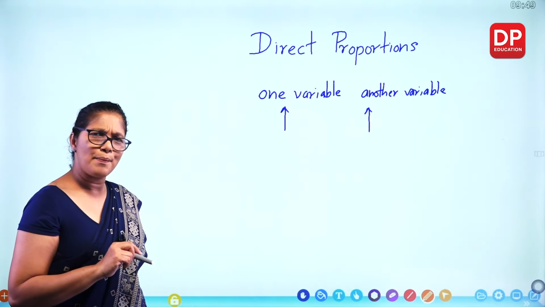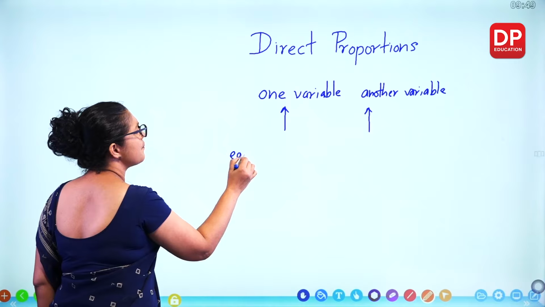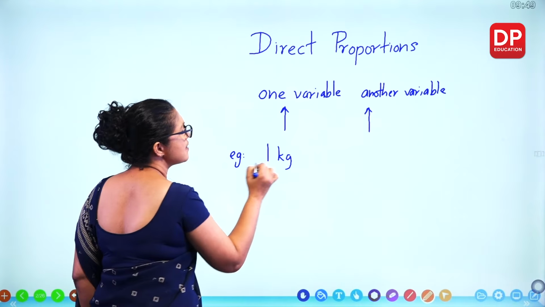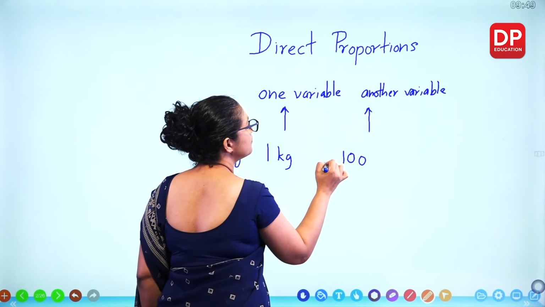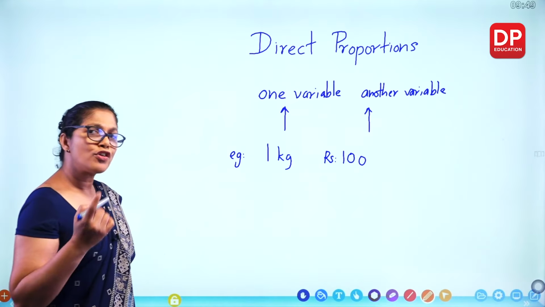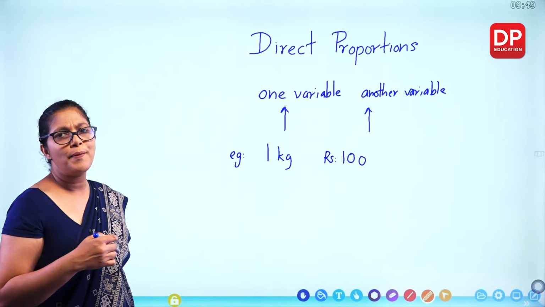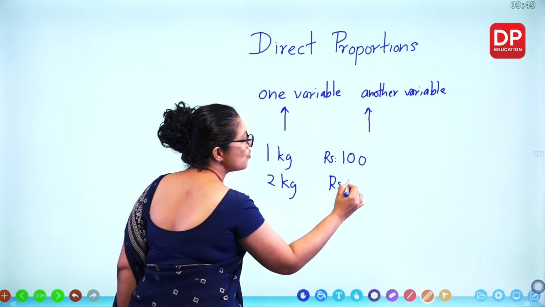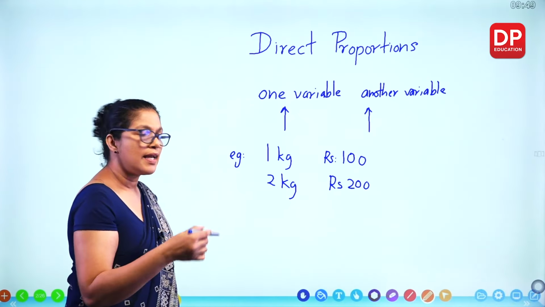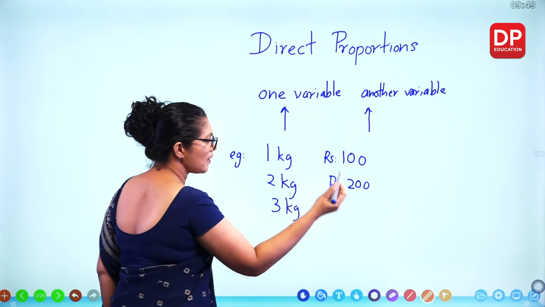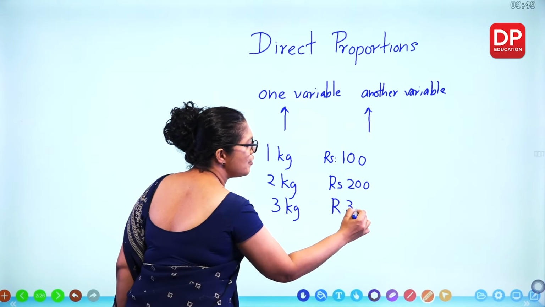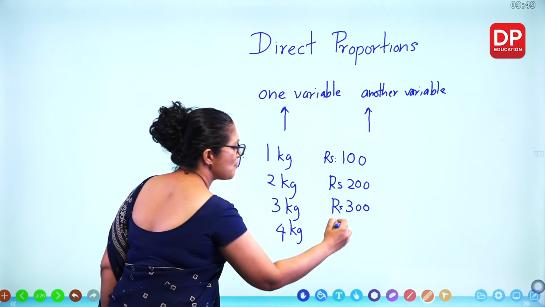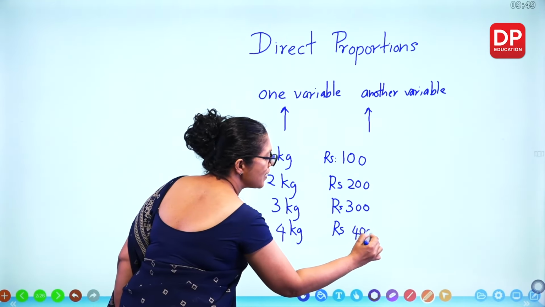Now, can you give an example? I'll take this example. Think about 1 kilo of sugar is 100 rupees. If you want to buy 2 kilos, what's the amount you have to pay? If this is 2 kilos, it's double of this amount. You have to pay 200 rupees. If it's 3 kilos, it's 3 times bigger, 300 rupees. What about 4 kilos? 100 times 4, that's 400 rupees.